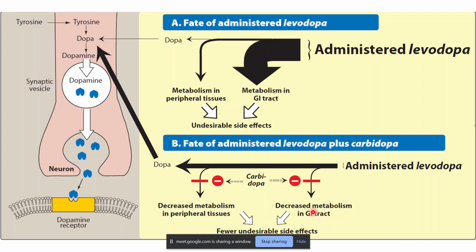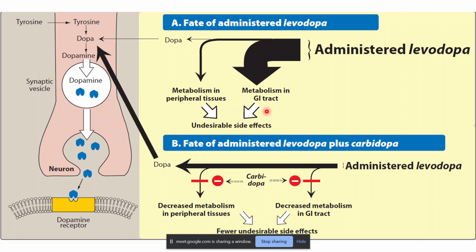And usually levodopa is administered with carbidopa because the dopamine is decarboxylated in the periphery, and that leads to undesirable side effects including nausea, vomiting, hypotension, and arrhythmia. So if we administer levodopa without carbidopa, then most of the levodopa will be destroyed in the GI, then metabolized in the peripheral tissues, and only a small amount will pass to the central nervous system.